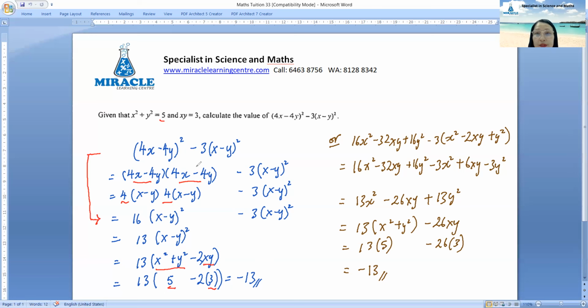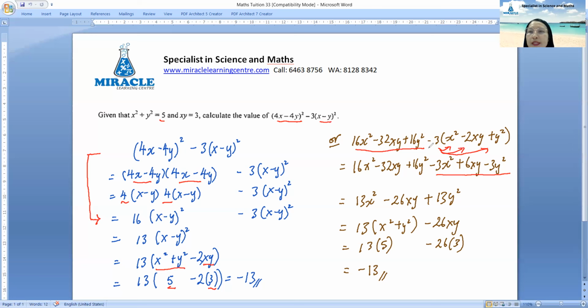If you're not familiar with this, you can do your normal algebraic expansion. That means you expand this out, you're going to get 16x squared minus 32xy plus 16y squared. This is the normal expansion. Then this x minus y, we also expanded it out. Then after that, I'll just multiply in the 3 for the next step. So I get the expansion out.